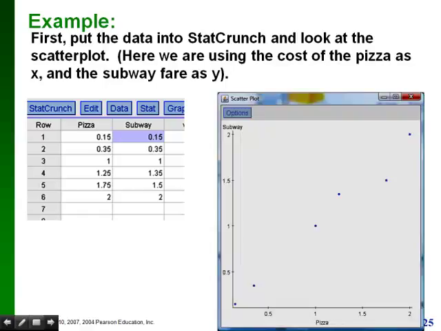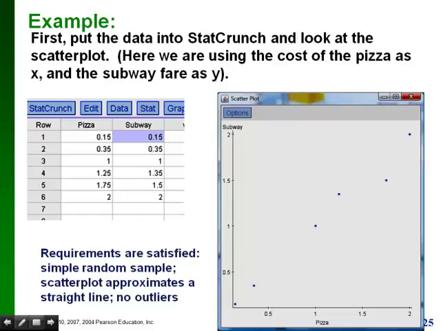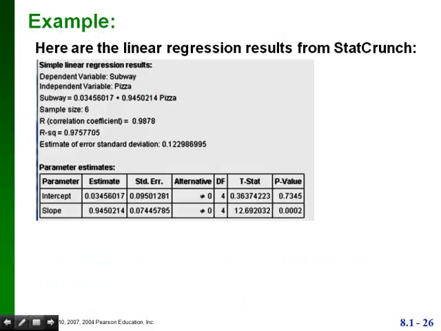If we construct a scatter plot in StatCrunch, this is what our scatter plot looks like. And notice that it does look like we could draw a straight line that would come close to a lot of these data points. So just looking at this graph, we could probably say that it's likely that there's a linear correlation here. We don't see any outliers, and our other requirement was that we had a simple random sample. We're going to assume that. And then we can also use StatCrunch to get our linear regression results.